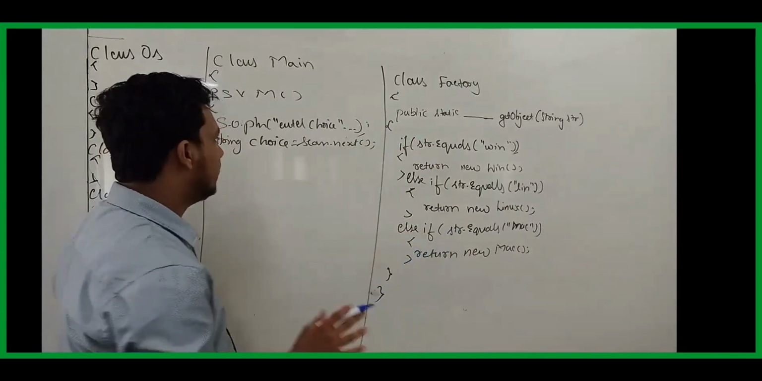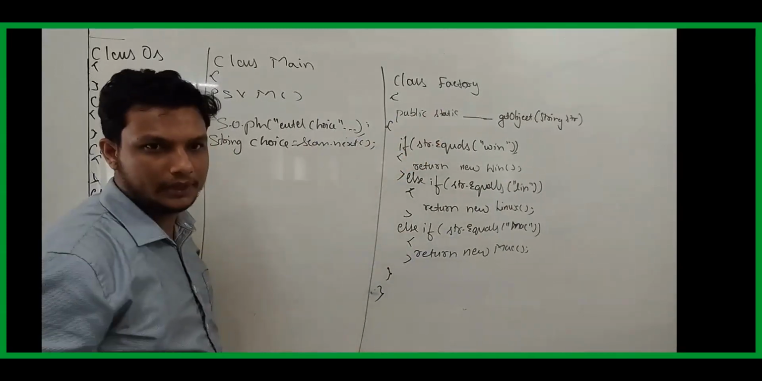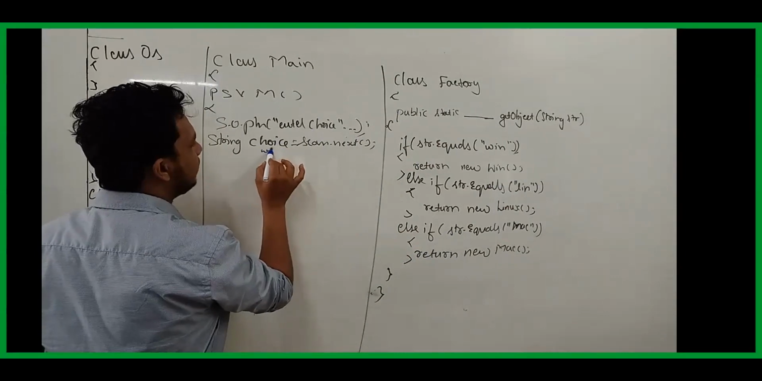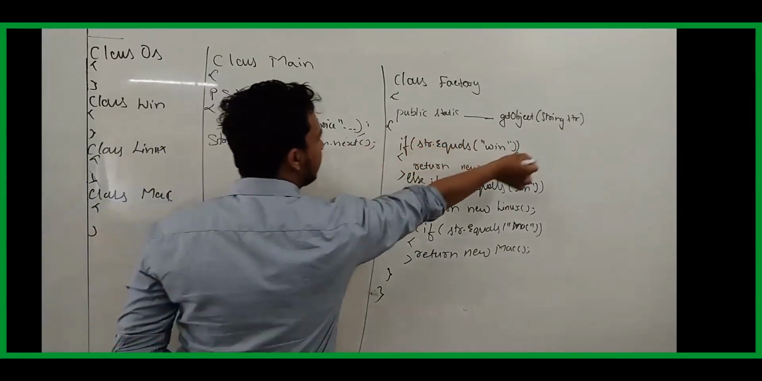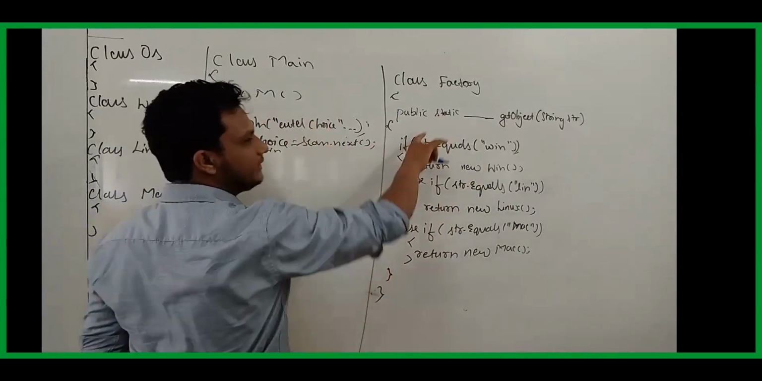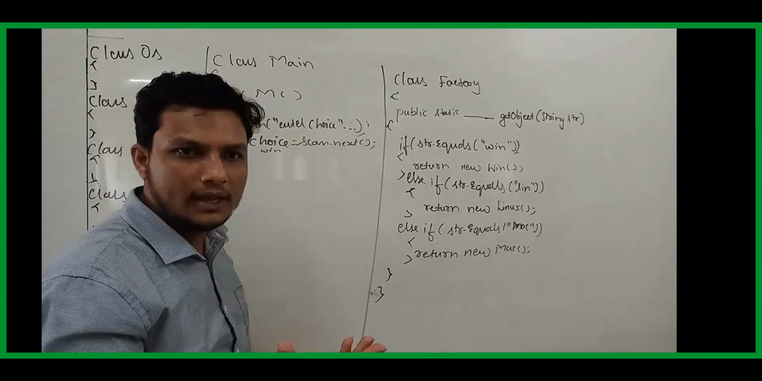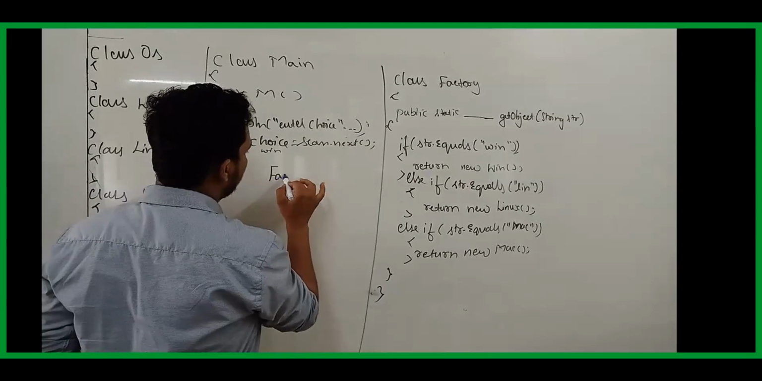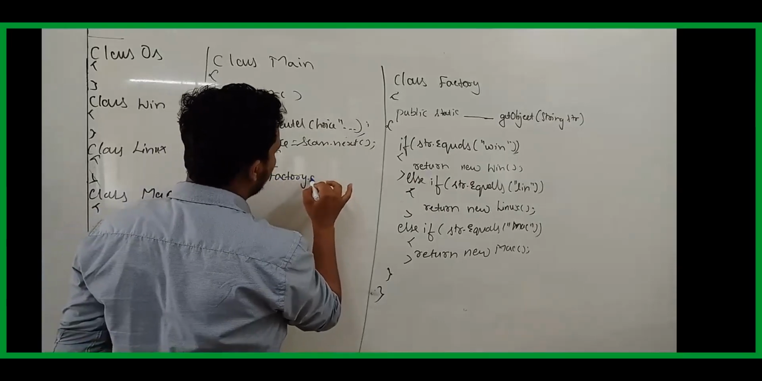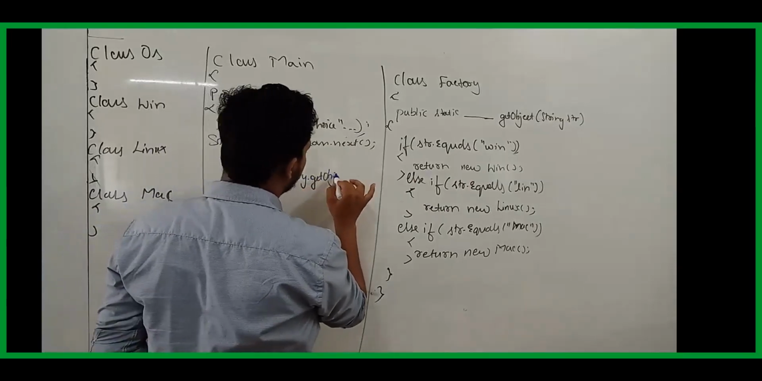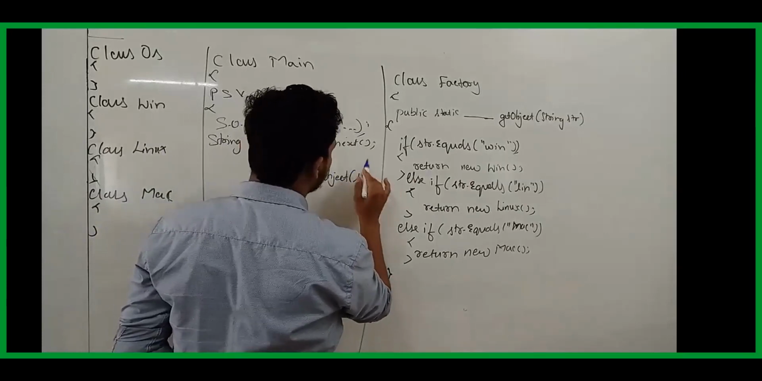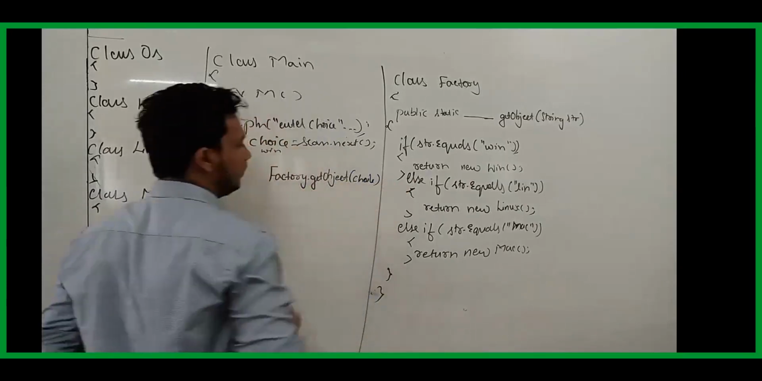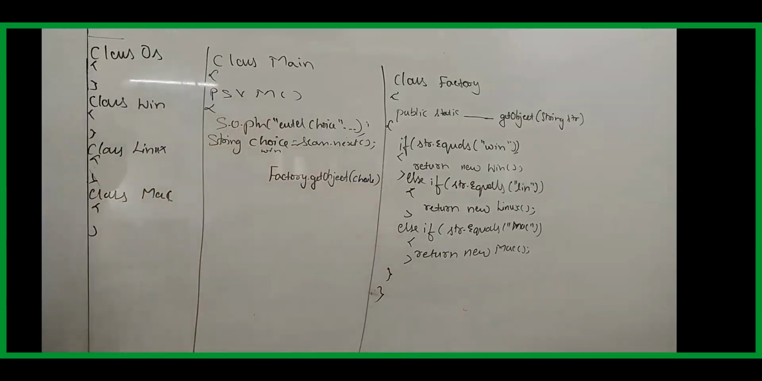Now assume that I will pass some value from here. Let me say the user enters Windows. I want to call this method and pass that value. Since this is a static method, I can directly call it by the class name. So I'll write Factory.getObject method of choice. This is clear. This is how to call the method.